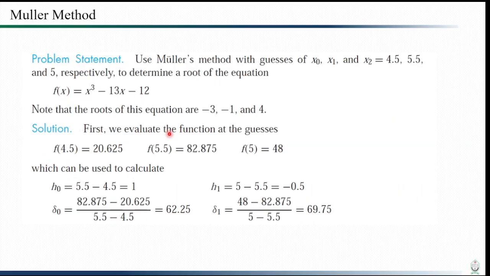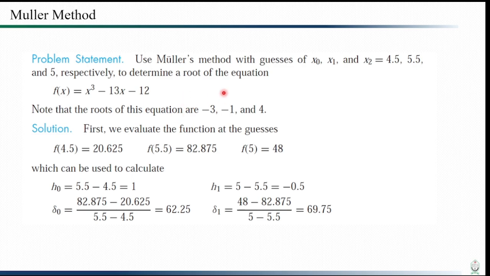Now we will look at one example of a problem that has been done using the Muller method. Here one equation, f of x, is given, and you are asked to solve it using the Muller method with initial guesses of 3 points. As we know, in the Muller method we will be given 3 points, or we have to start with 3 points.